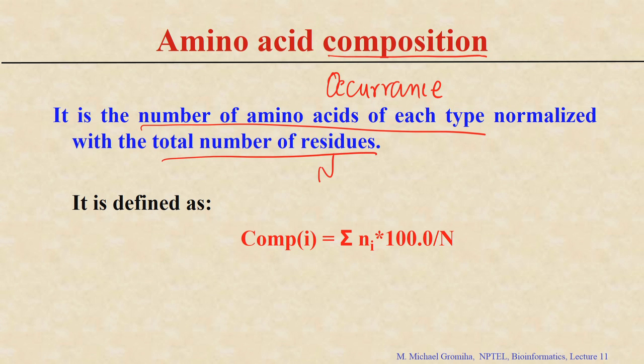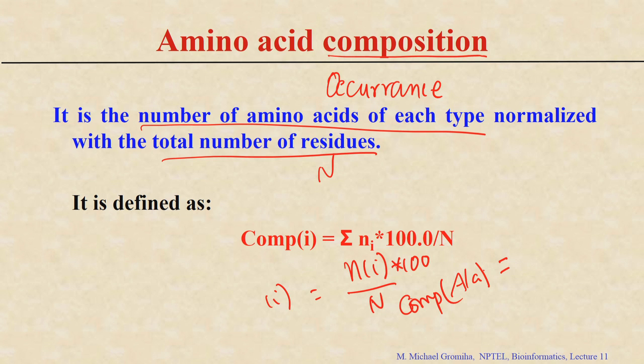So we can define amino acid composition as composition of I equal to n of I into 100 divided by n. Here n of I means for each type I you count how many times it occurs. Multiplying by 100 gives the percentage, divided by n, for any specific residue I. For example, composition of alanine equals the number of alanines in the whole sequence divided by n. If you want the percentage, you multiply by 100.